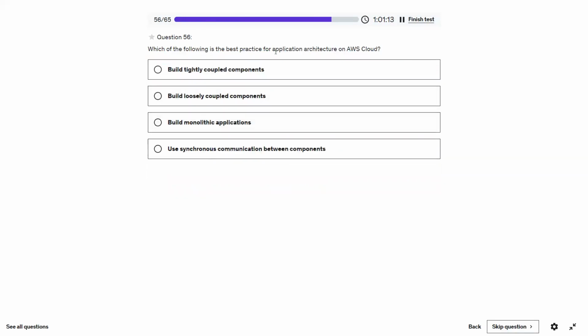Which of the following is the best practice for application architecture on AWS cloud? If you want to create an application, it should be loosely coupled, not tightly coupled. It should be loosely coupled.